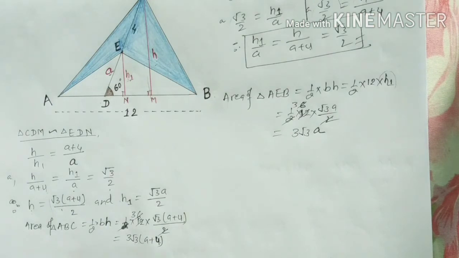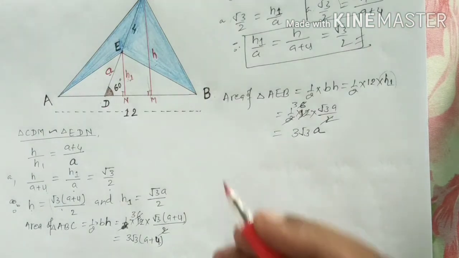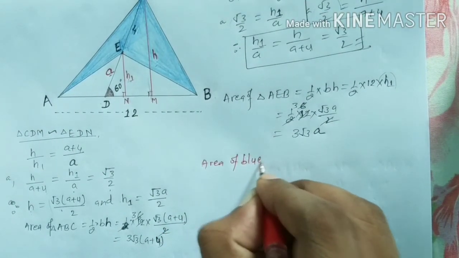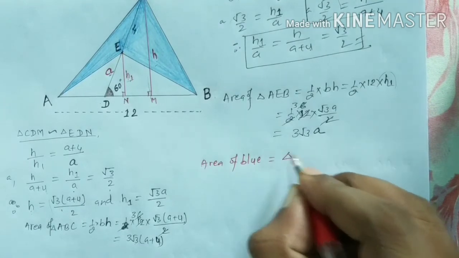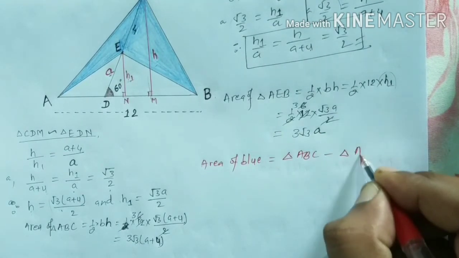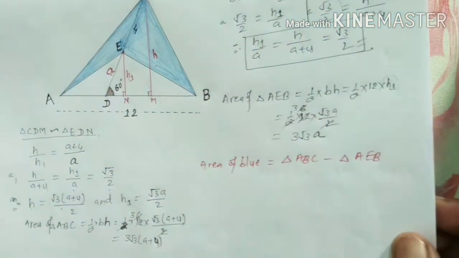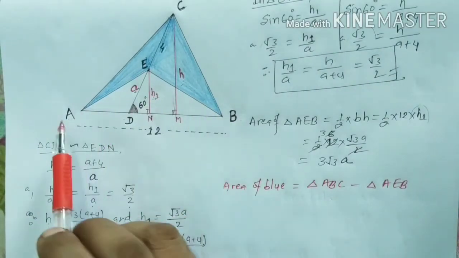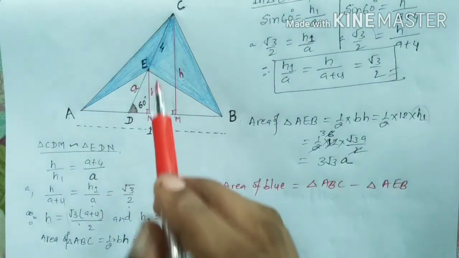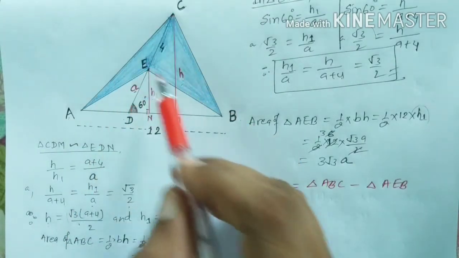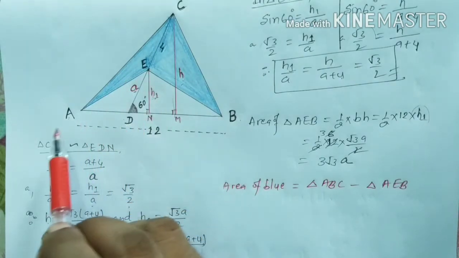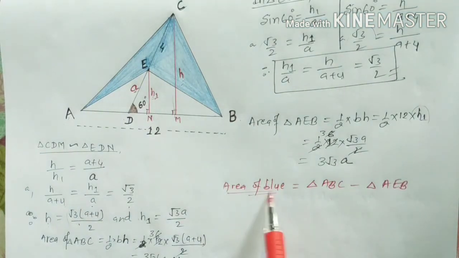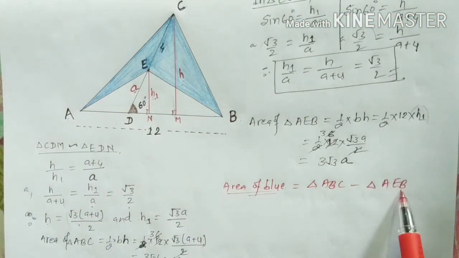Now we have to find the area of the blue parts. So area of blue part is equal to area of triangle ABC minus area of triangle AEB. See in the figure, if we subtract the triangle AEB from the whole triangle ABC, then we will get the blue regions here. Therefore I have written here area of blue parts is equal to area of triangle ABC minus area of triangle AEB.